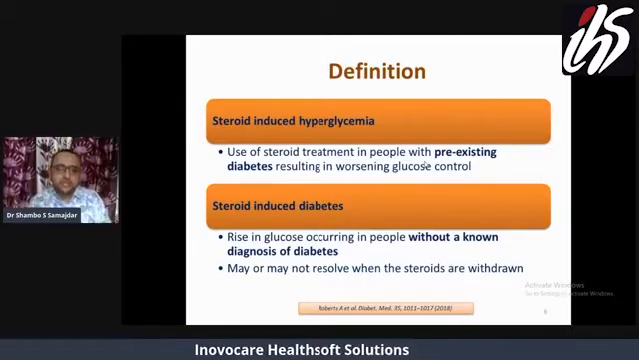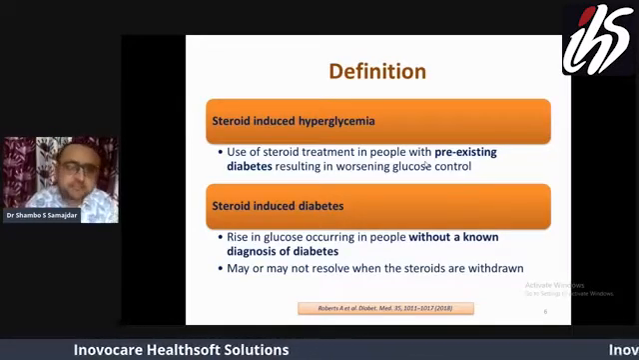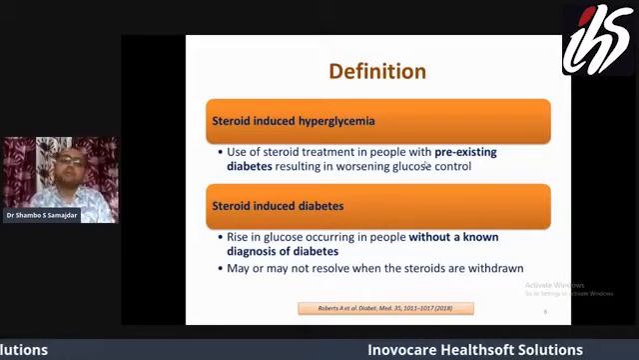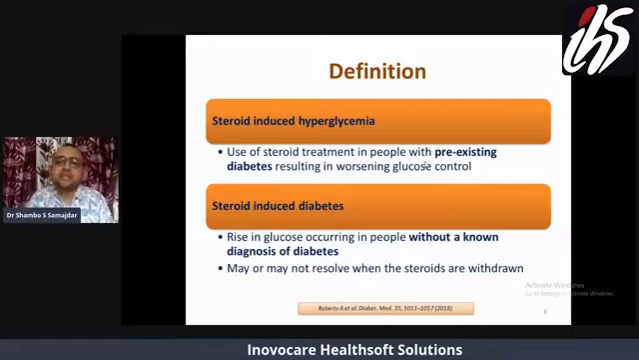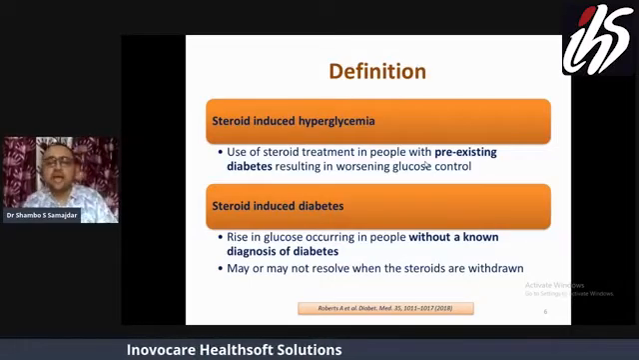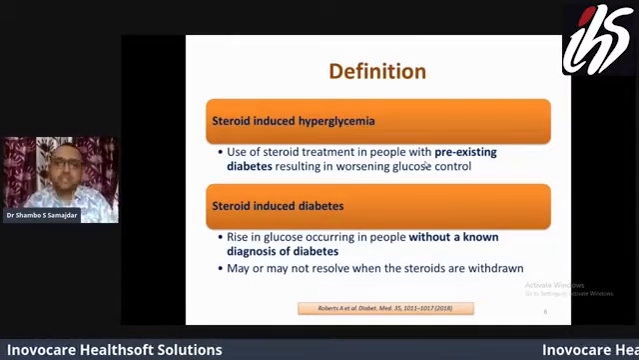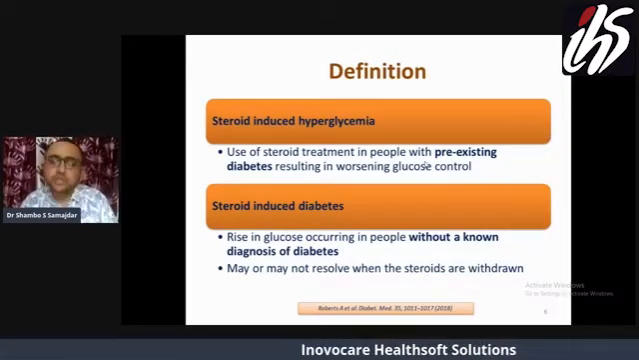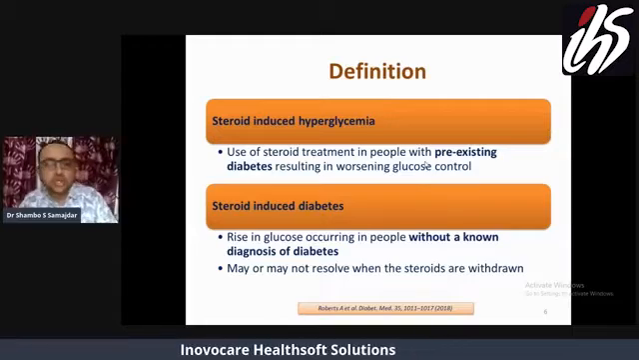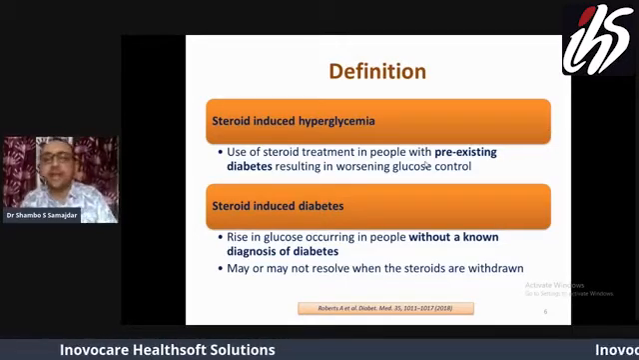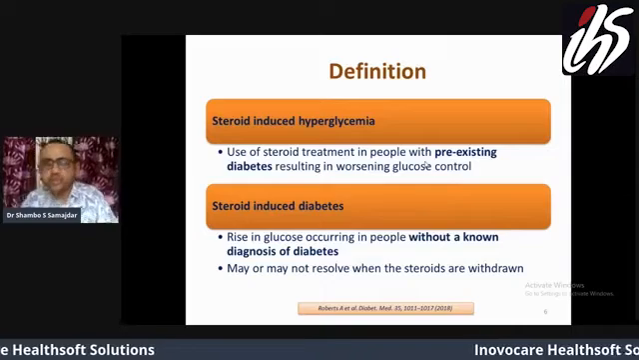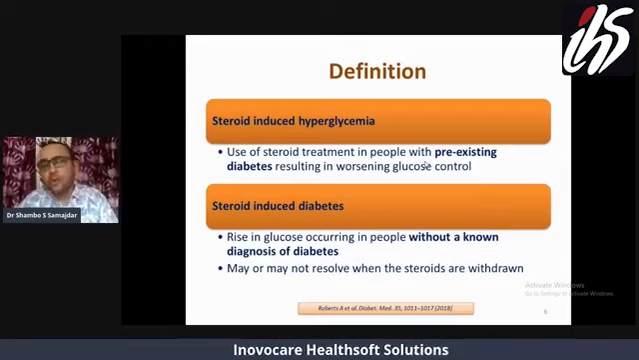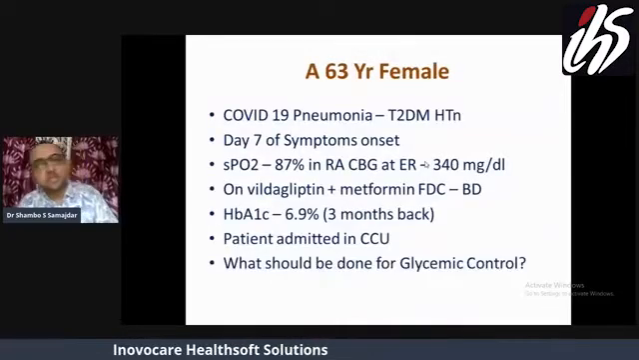Now coming to a few definitions: what is steroid-induced hyperglycemia? The use of steroid treatment in people with pre-existing diabetes resulting in worsening glucose control is called steroid-induced hyperglycemia. Now what is steroid-induced diabetes? That is a rise in glucose occurring in people without a known diagnosis of diabetes. Sometimes this is reversible when we withdraw or deprescribe steroids.